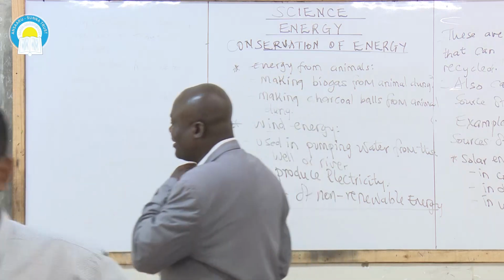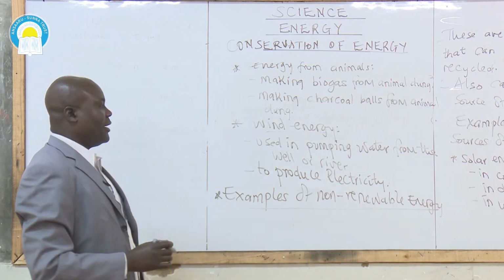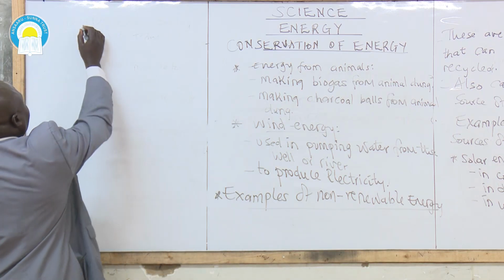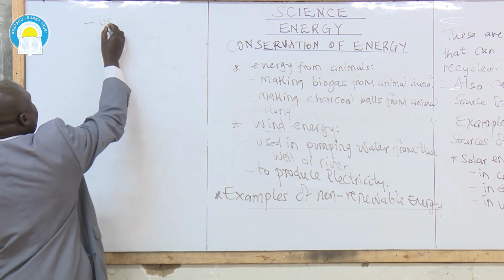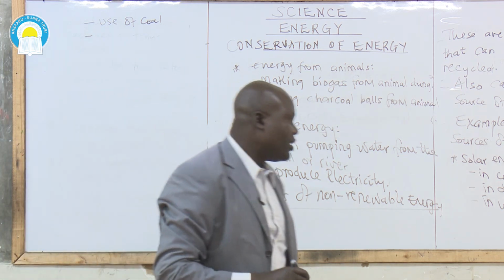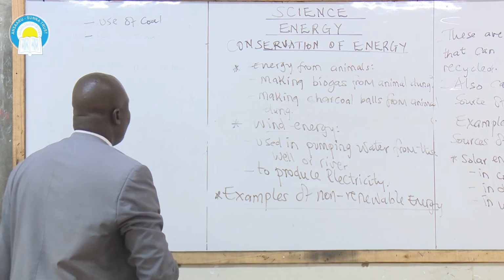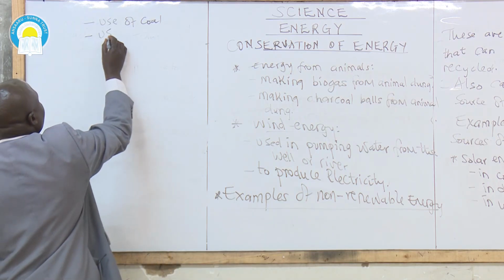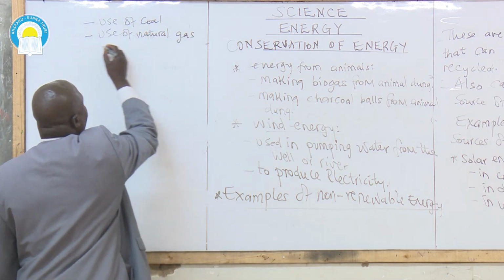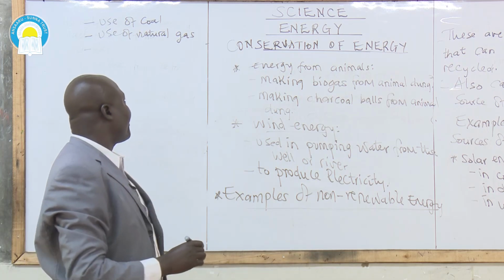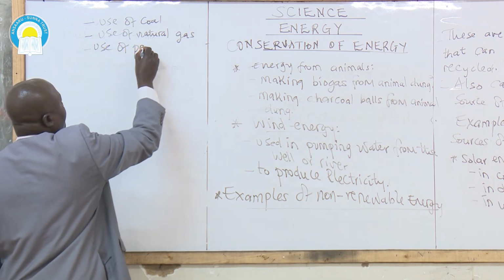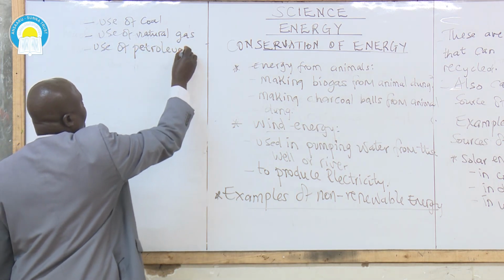So examples of non-renewable energy, there are three. One, we have the use of coal. Coal is an example of non-renewable energy. Then number two, we have the use of natural gas, which we use in gas cookers for cooking. Then number three, we have the use of petroleum products.